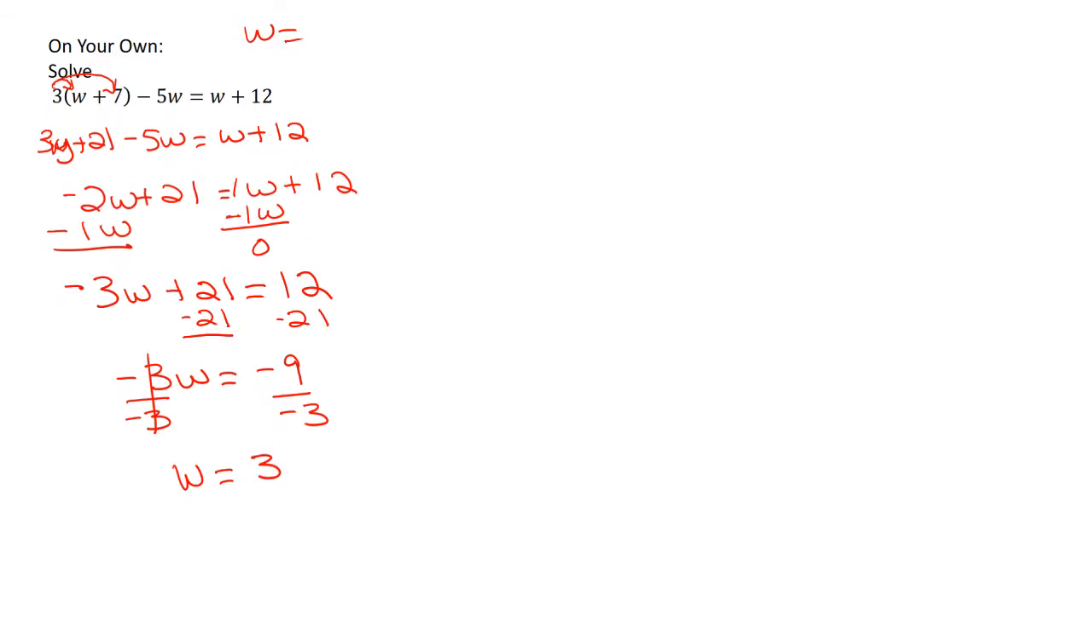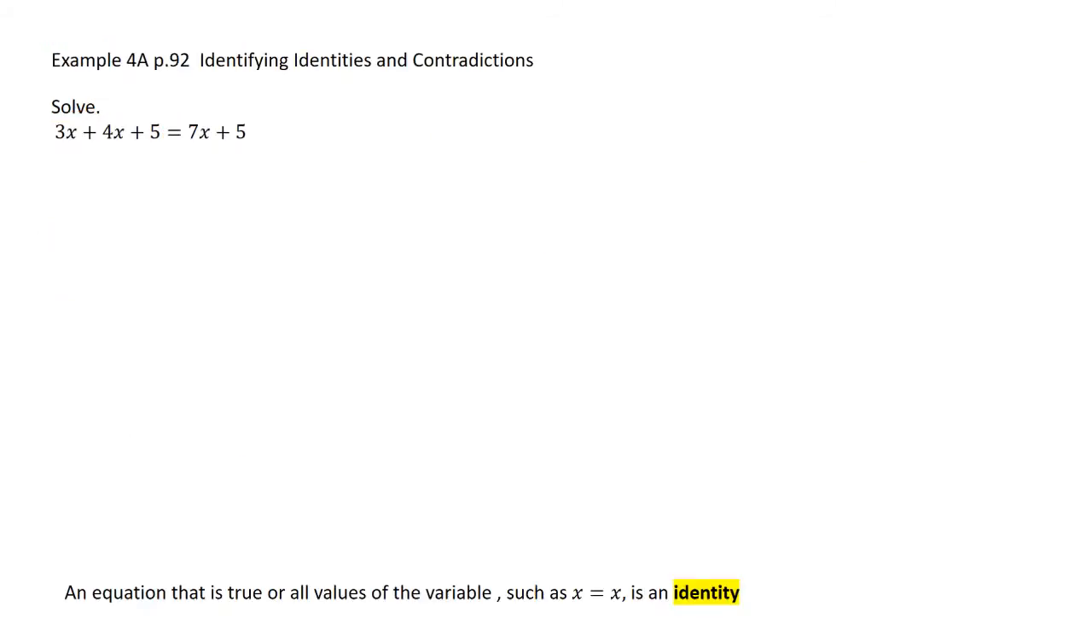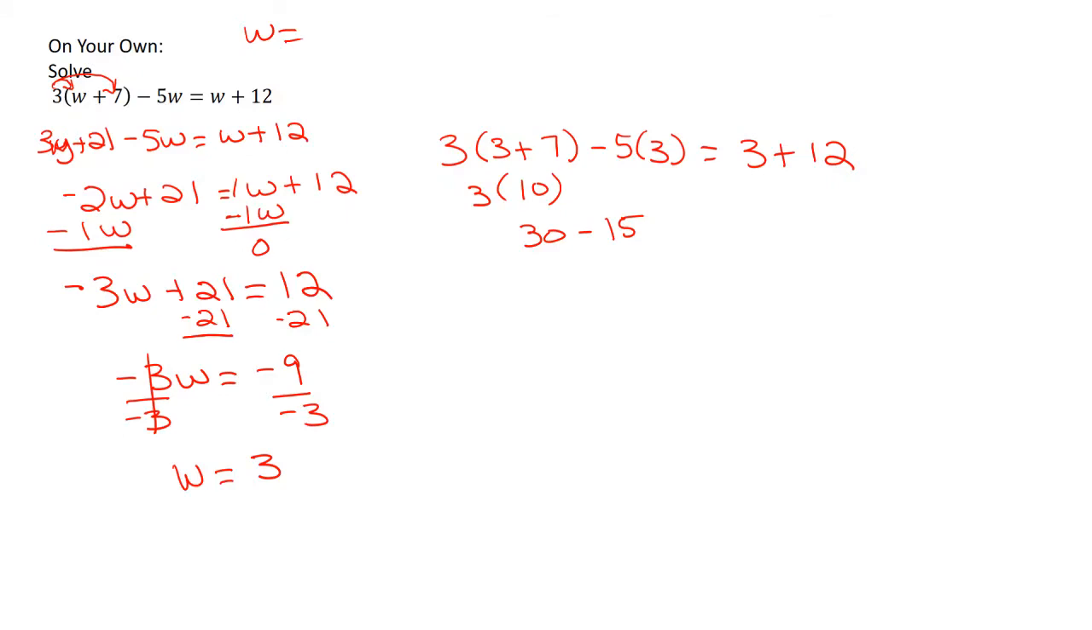All right. So now that we've done that, remember it's not finished until we go back and check. So let's go back and check. And the problem says 3, and w is 3, so we're going to say 3 plus 7 minus 5 times 3 equals 3 plus 12. All right, so 3 plus 7 is 10, times 3 is 30, minus 15. 30 minus 15 is 15, and 3 plus 12 is also 15, so that's correct. So our w equals 3 is correct.